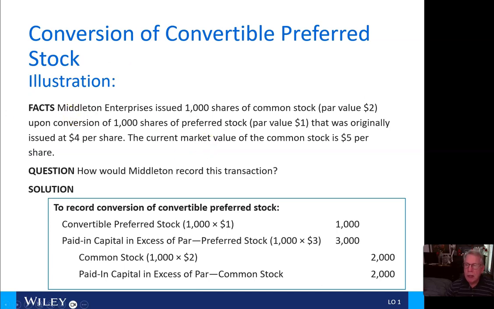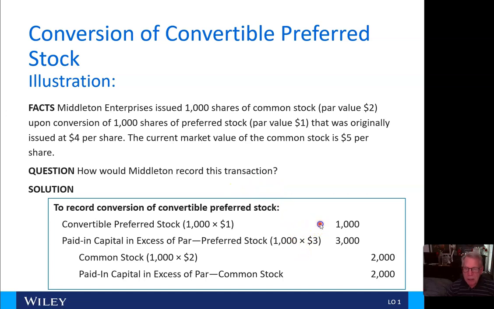Okay, so let's take a look at an illustration. Here, Middleton Enterprises issues 1,000 shares of common stock, par value $2, upon conversion of 1,000 shares of preferred stock at a par value of $1 that was originally issued at $4 per share. The current market value of the common stock is $5 per share. So how is Middleton going to record this transaction?